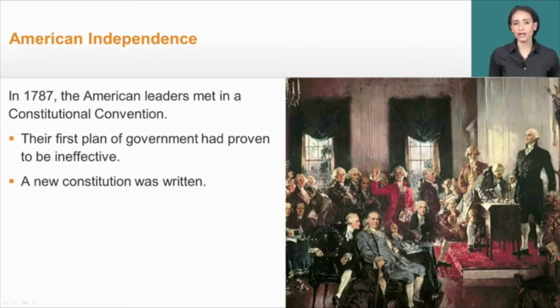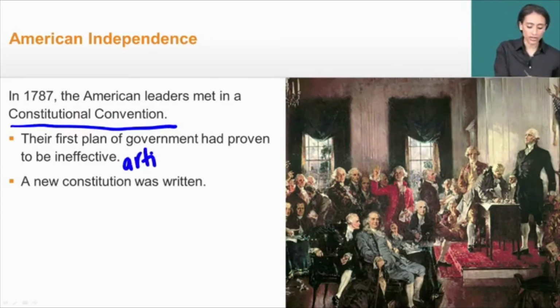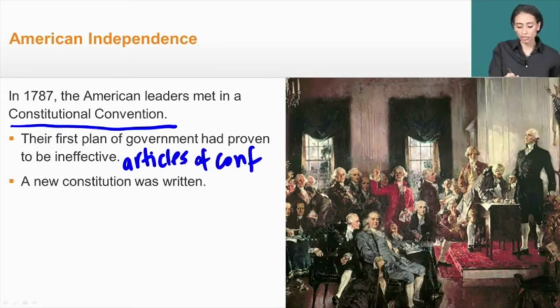So American independence follows the Revolution, and a new form of government starts in 1787 when American leaders meet in Philadelphia for the Constitutional Convention. Now, the form of government that they had tried previously, the Articles of Confederation, proved to be weak because of a lack of centralized government. And so these American leaders that are coming together to create this new form of government realize that they need a stronger centralized government, but they're also afraid of the threat of tyranny or dictatorship.